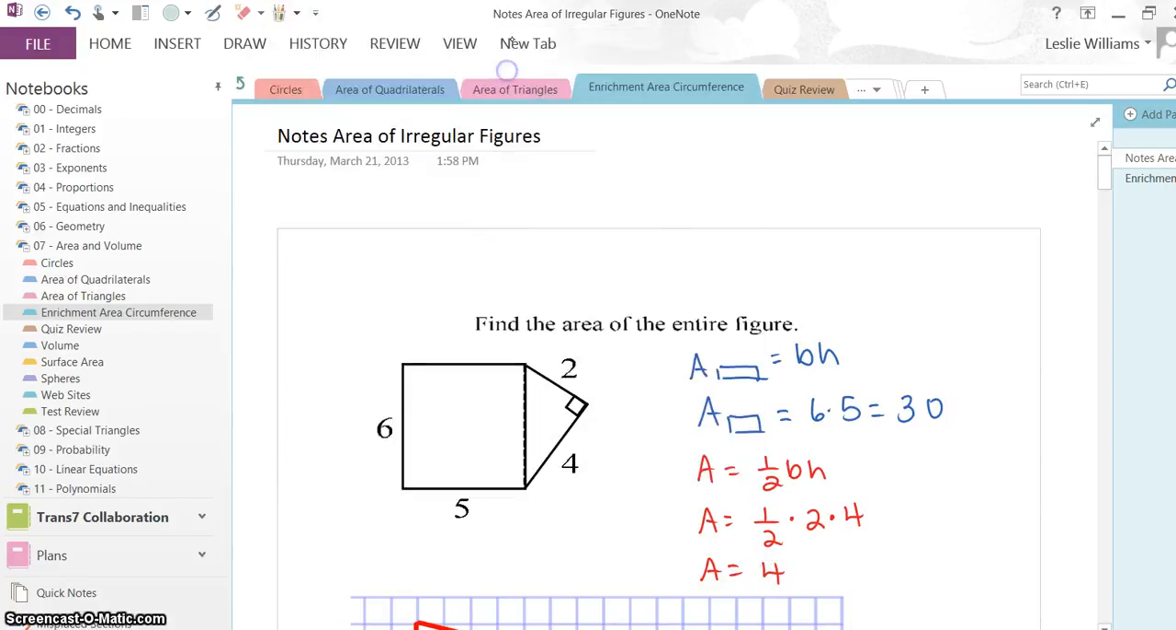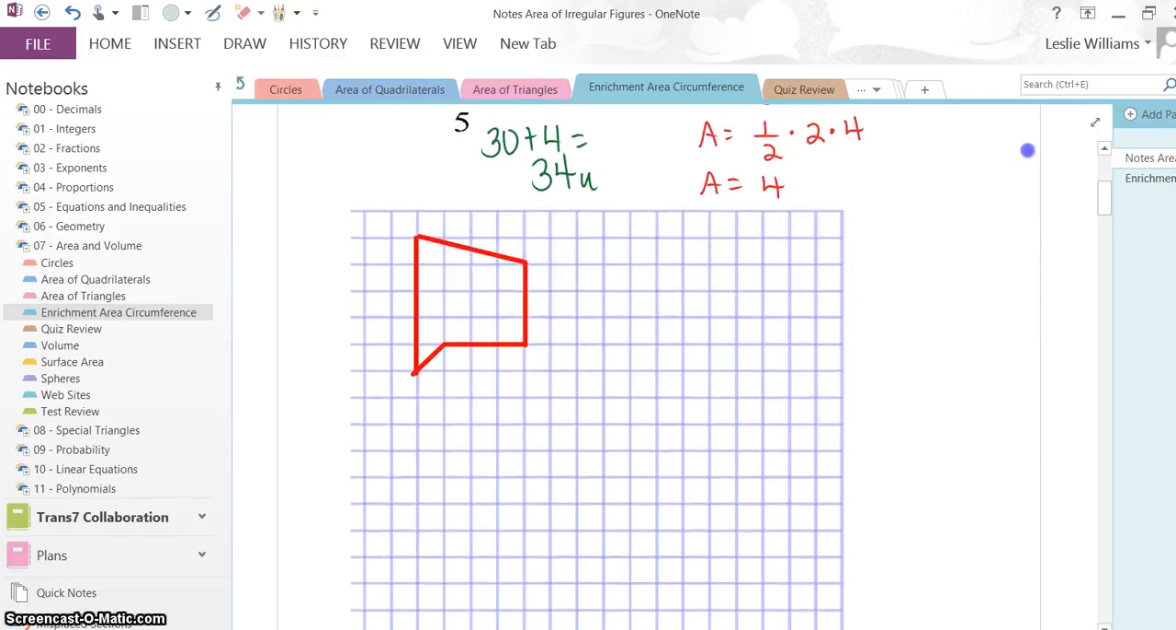Therefore, my entire area is going to be 30 here and 4 here. So my total area is going to be 30 plus 4, which equals 34. And if you want to write units, you can put a U for units, or you don't have to write units since none are given. Let's go to the next figure.